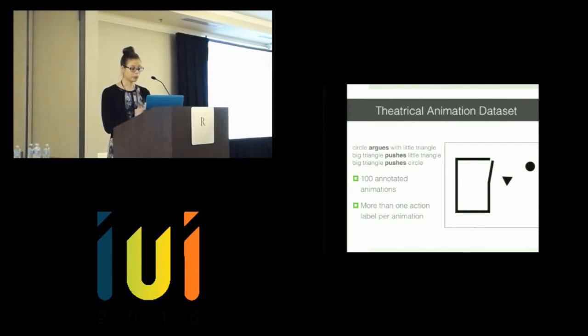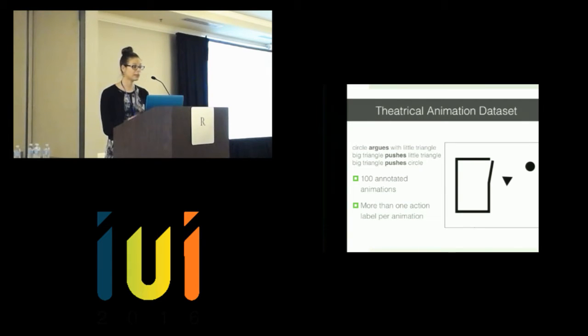So we created a second dataset of animations that we call theatrical animations. These animations are meant to resemble the Heider and Simmel film. So in addition to a big triangle and a little triangle, these animations feature a circle and a box with a hinged opening that people often perceive as a door. In contrast to the Charades animations, these animations include more than one action label per animation, just as the original Heider-Simmel film contained several actions. The dataset has 100 animations. The actions in each animation are labeled, as well as the characters that participate in that action.